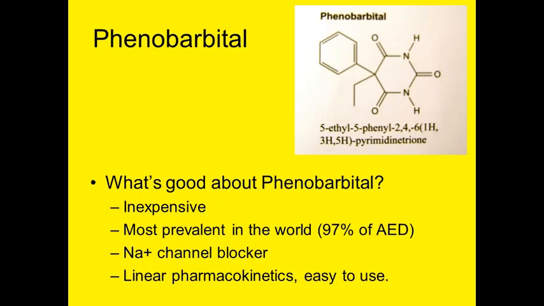Now let's start with individual anticonvulsants. First one is phenobarbital. What's good in phenobarbital and what's bad? First of all, phenobarbital is good because it is inexpensive, a $3 to $5 a month supply. And it's the most prevalent in the world. 97% of AED available on this planet is phenobarbital.